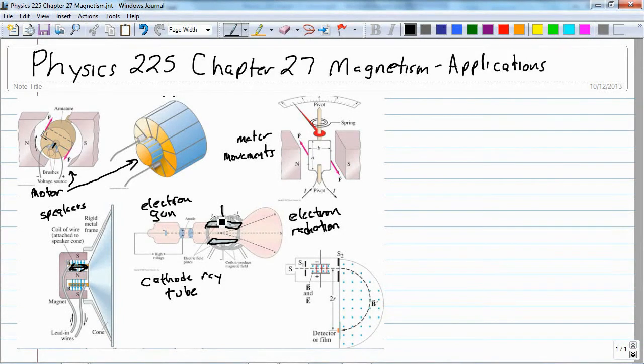And you have these two coils on the sides that will deflect it side to side. So these, like I said, are not used much anymore. They're going the way of the dodo bird.